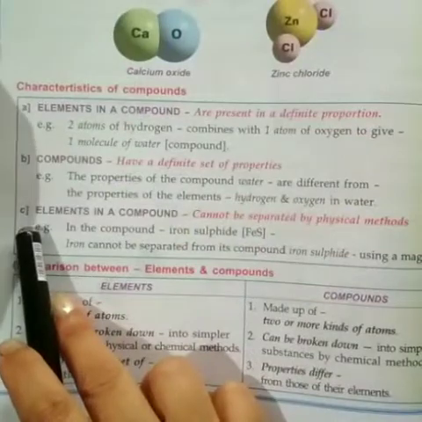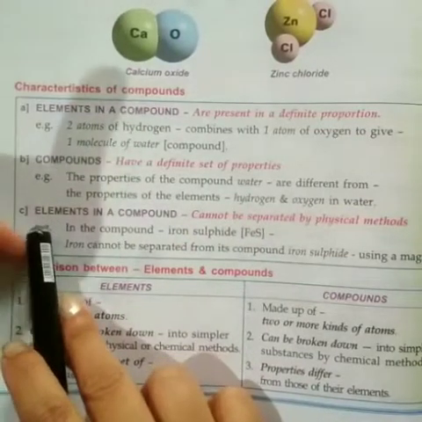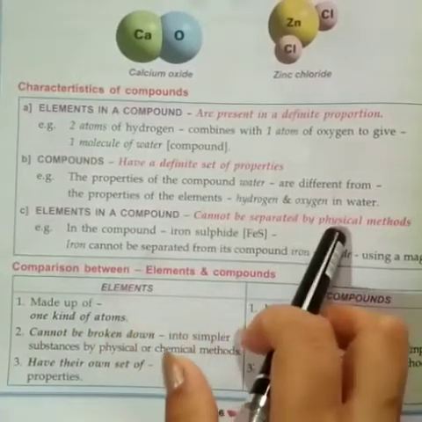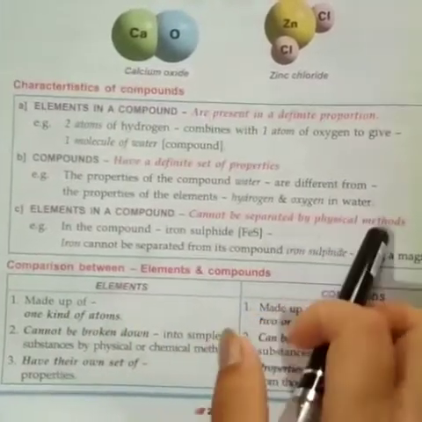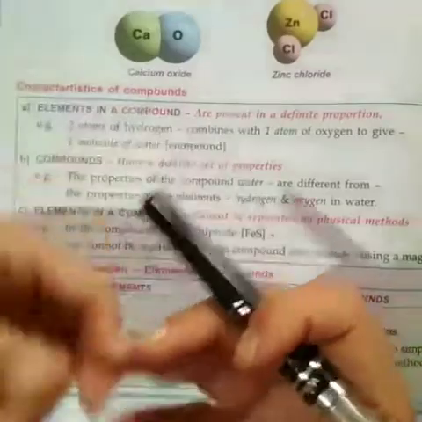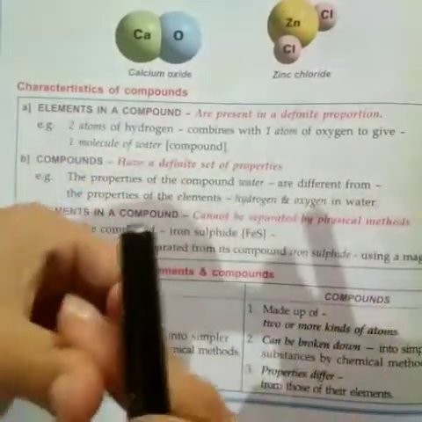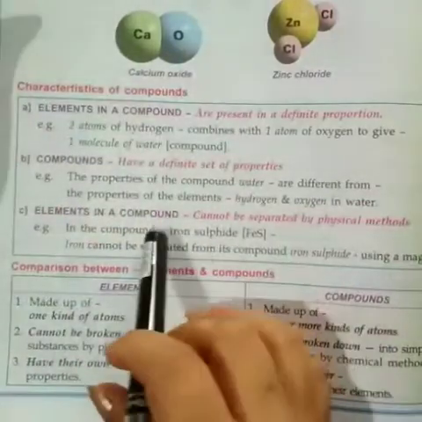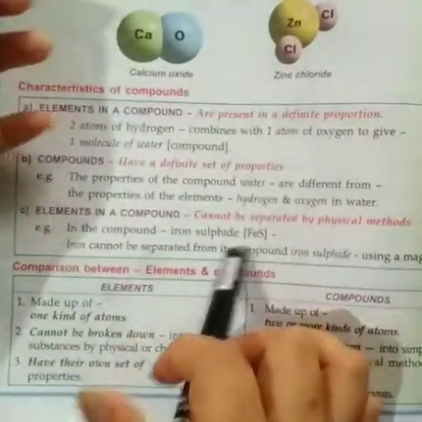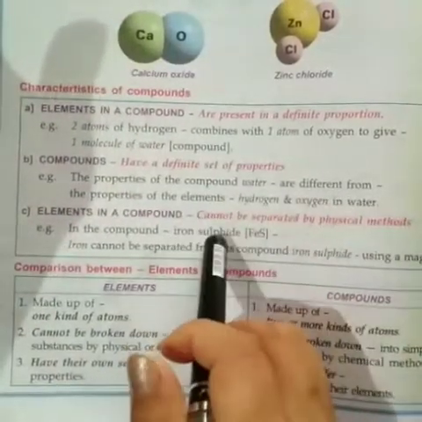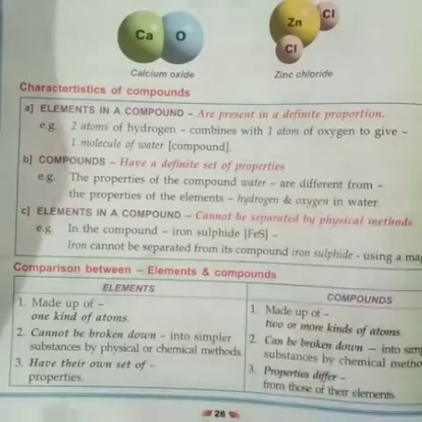The third characteristic is that elements in a compound cannot be separated by physical methods. Physical methods means using magnetic separation or sieving or any other physical method. For example, iron cannot be separated from its compound iron sulfide using a magnet.